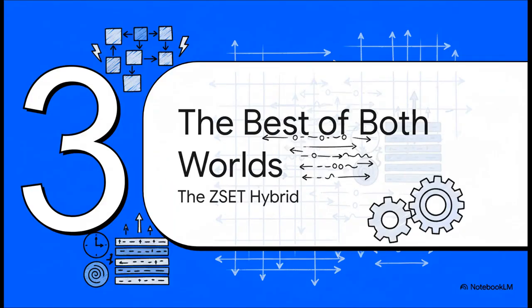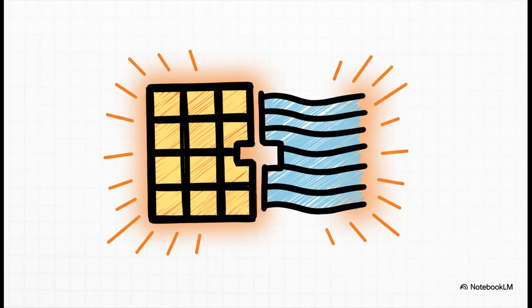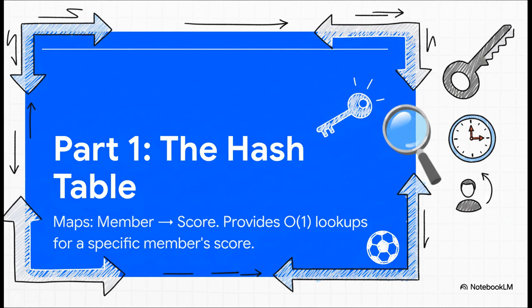So let's recap. We have two powerful tools in our belt: a hash table for O(1) key lookups and a skip list for O(log n) ordered operations. The final, just absolutely brilliant step Redis takes is to ask, hey, can we have both at the same time? And the answer is a resounding yes. This is the Redis sorted set, or as you'll usually see it, the ZSET. It's a hybrid data structure that masterfully combines the hash table and the skip list into a single incredibly powerful tool. So here's how it works.